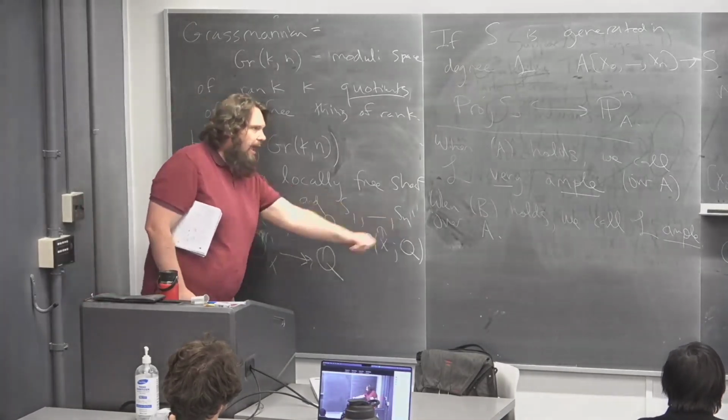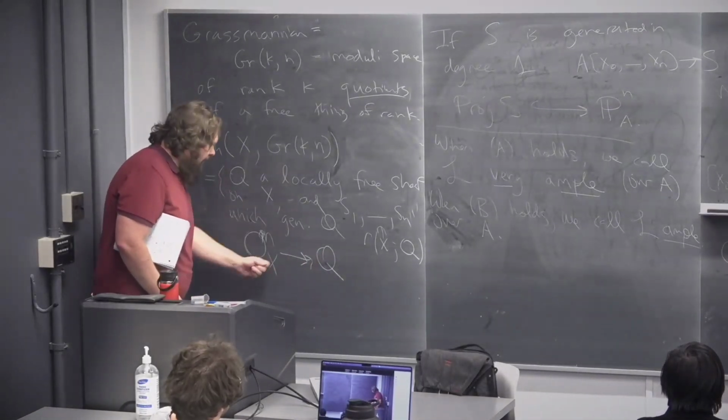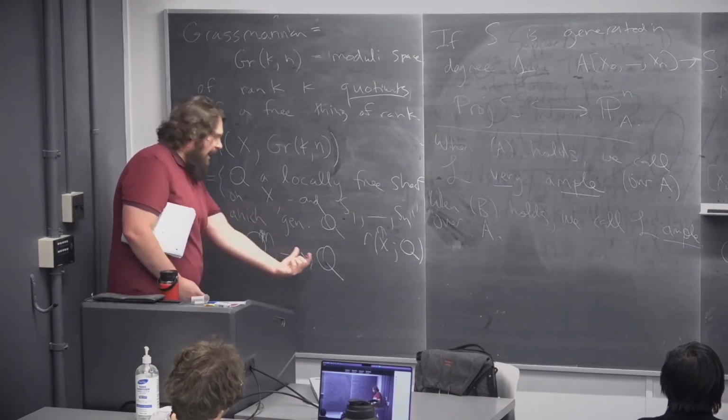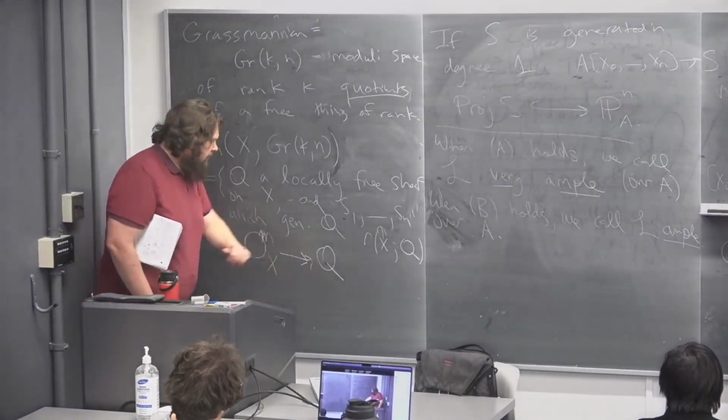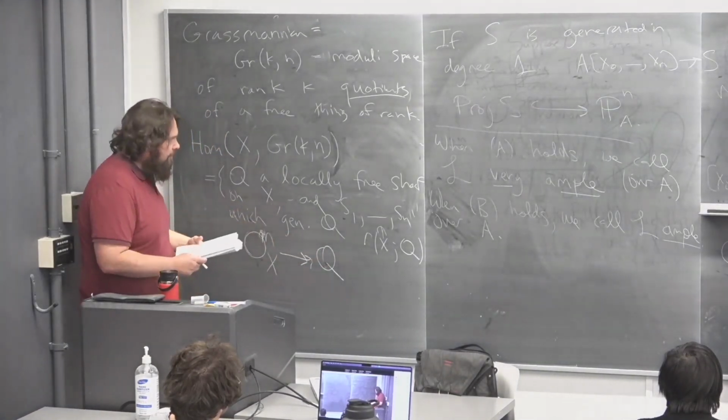Right, so I can think of these n sections as n maps from O_X to Q. I can take the direct sum of those to think of that as one map from this free sheaf to this guy. And those guys generating means that this is surjective. Okay.